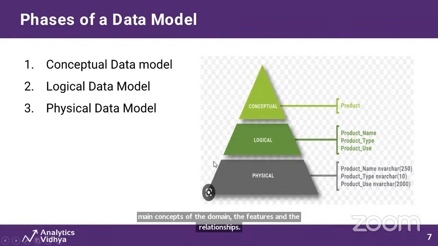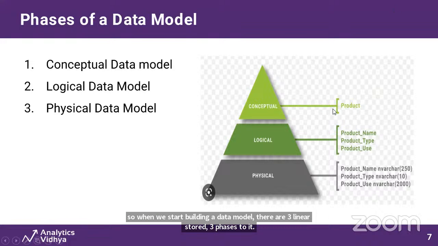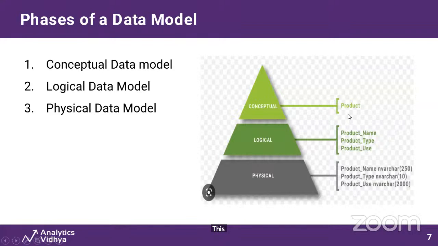So when we start building a data model, there are three layers to it, three phases to it. First is the conceptual data model. Over here, you can see that it is product related information. Conceptual means it helps you visualize the concepts and rules that govern the business process that you're modeling without going into the technical details. It's like an overview of how the data is going to flow.